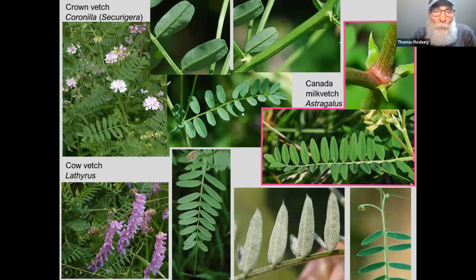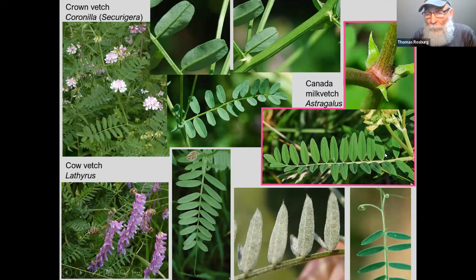The way to separate crown vetch from Canada milk vetch is that these compound leaves here, this is crown vetch, have leaflets that go all the way down to the base of the leaf. So in essence, there is virtually no petiole. The compound leaf is basically sessile. There can be a tiny little petiole there, but nothing like we see over here.